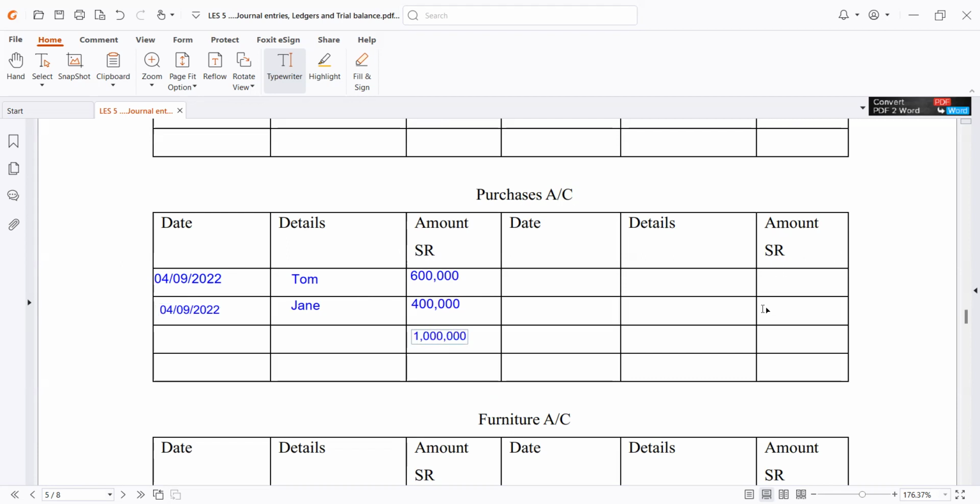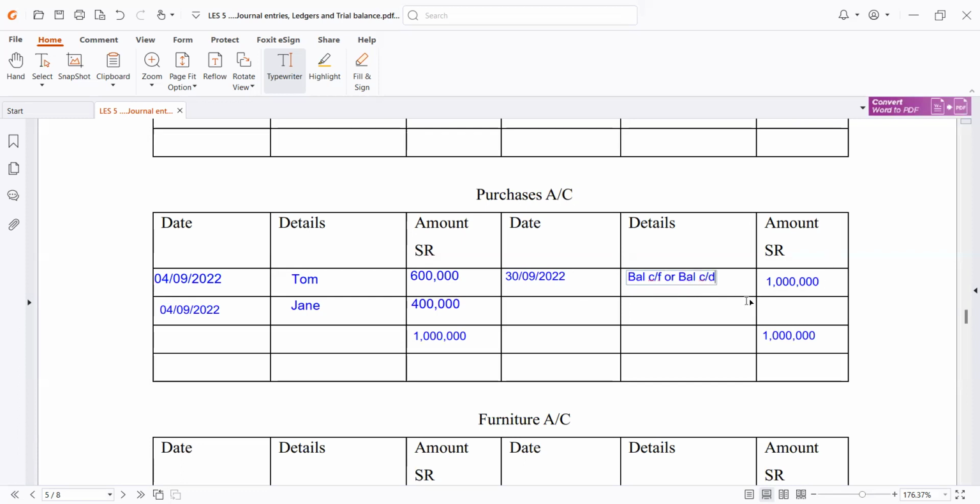That's the total. On this other side, you also need to have a total of 1 million. So you write 1 million on the other side. So you needed to have the balancing figure, which is 1 million, and you write it on the credit side the same way I'm doing. So this one is closing down. So 30th September 2022. So you have balance carried forward or balance carried down like that.